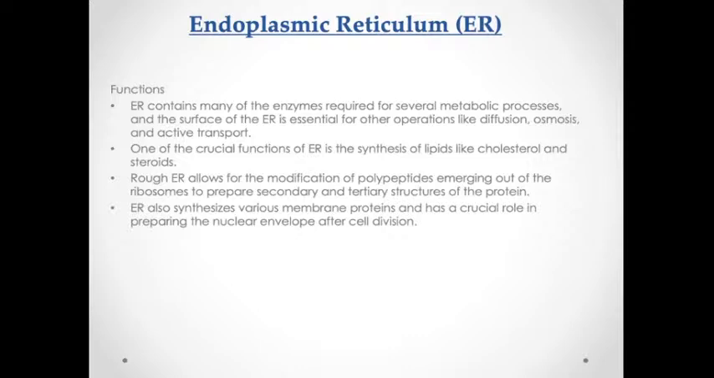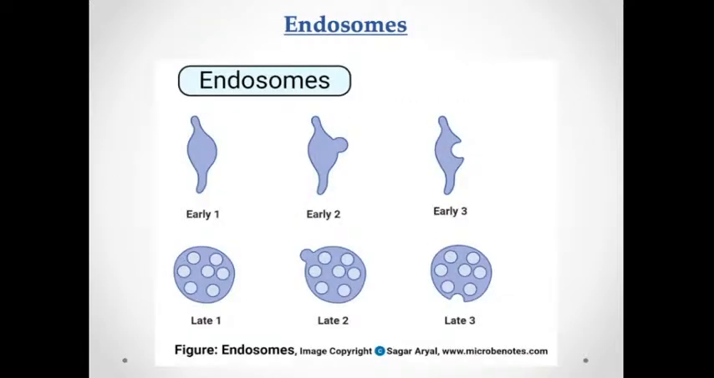ER contains many of the enzymes required for several metabolic processes, and the surface of the ER is essential for operations like diffusion, osmosis, and active transport. One of the crucial functions of ER is the synthesis of lipids like cholesterol and steroids. Rough ER allows for the modification of polypeptides emerging out of the ribosomes to prepare secondary and tertiary structure of the proteins. ER also synthesizes various membrane proteins and has a crucial role in preparing the nuclear envelope after cell division.